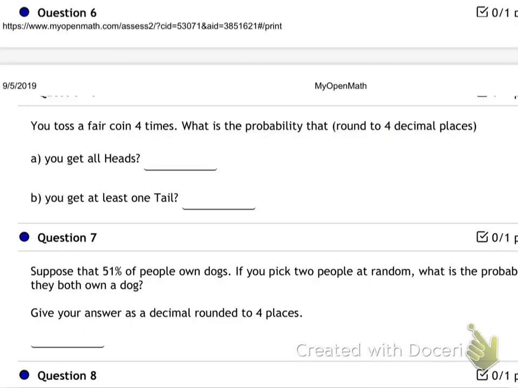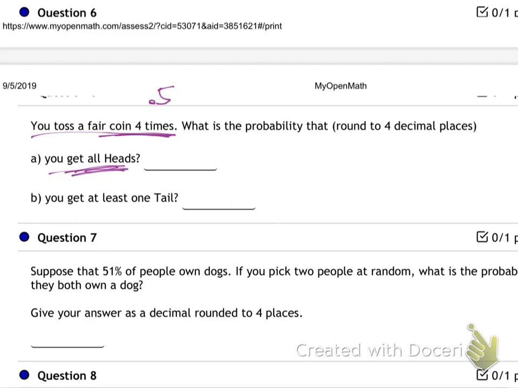Question 6. You toss a fair coin 4 times. What's the probability that you get all heads? So you toss a coin 4 times. What's the probability that you get all heads? Let me give you a second. Do you have a thought? A coin 4 times, what's the chance you get all heads? 4 heads in a row. Yeah, so the chance of getting 1 heads is certainly 0.5, huh? We all agree with that, right? Half, 0.5.